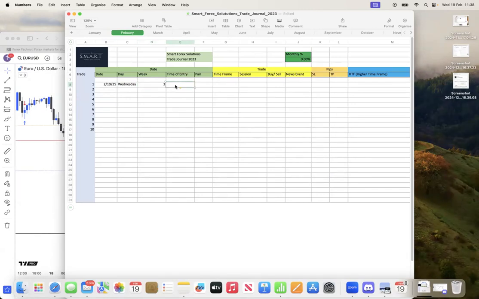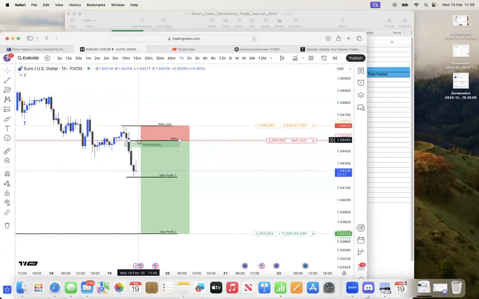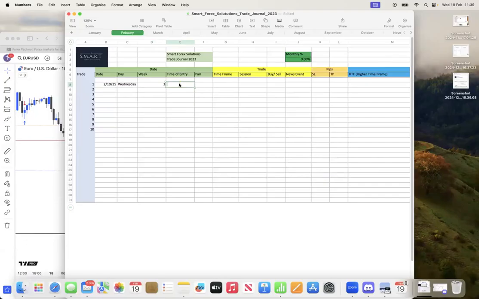Now, time of entry, I'm not going to worry so much about time of entry at the moment because we haven't actually been triggered into it. So that is really the time you're going to look to get in. So let's just say we're setting this here. This would hopefully take place during the New York session. So at the moment, we haven't had that time of entry, so that is not applicable to us.